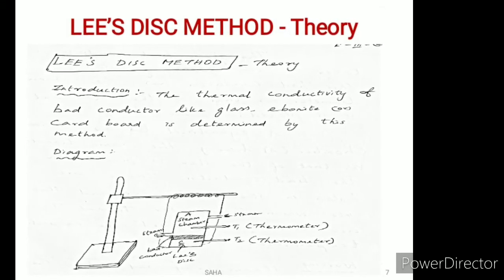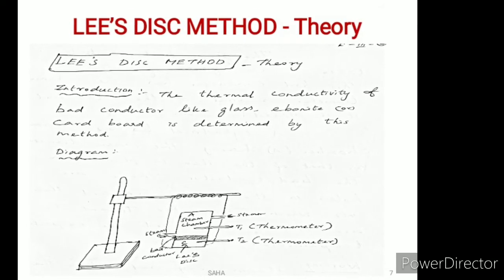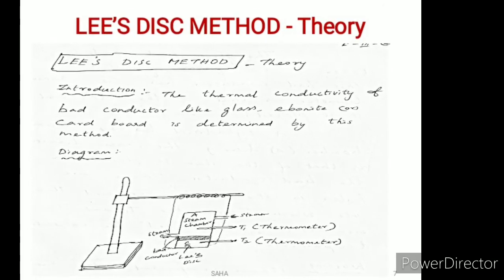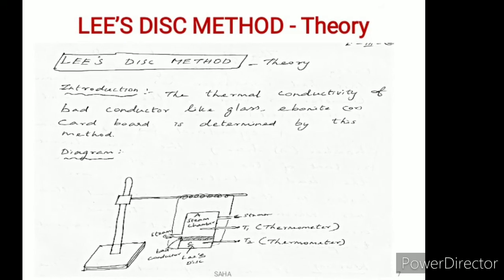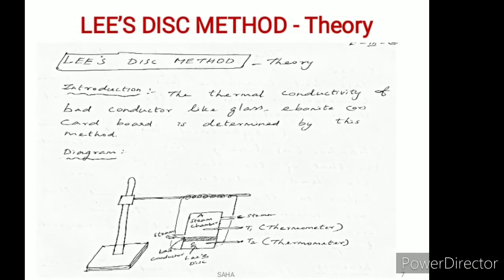Introduction part: the thermal conductivity of a bad conductor like glass, ebonite or cardboard is determined with the help of Lee's disc method. So this is the diagram.